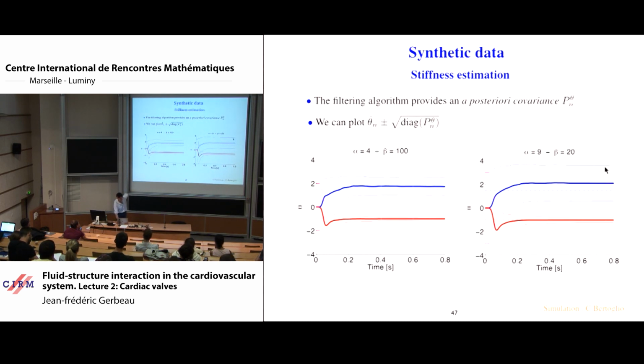Here the algorithm gives you an indication showing you that the variance here is larger, and therefore it tells you, okay, I'm less confident in these results than in this one. So that's a partial answer to the question.